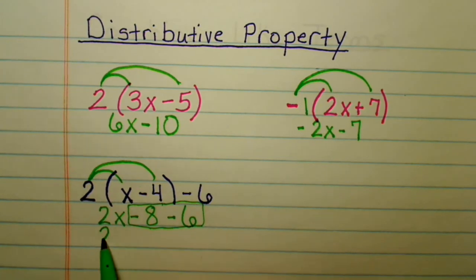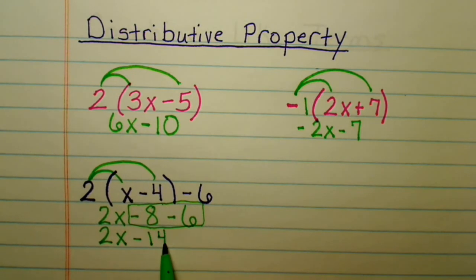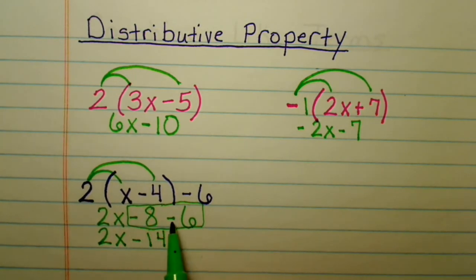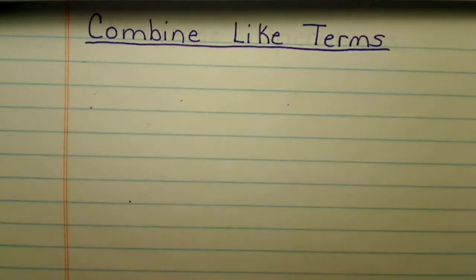So you would have 2x minus 14, because a negative 8 minus 6 is a negative 14. All right, let's go to step 2 in solving a multi-step equation, which is combining like terms. Now this one is very important, and very often students get confused. So let's look at some examples.